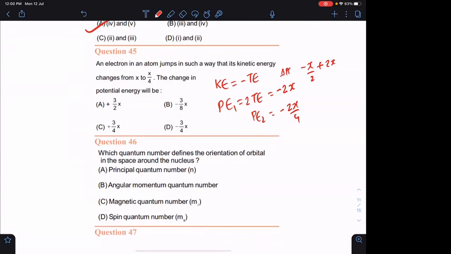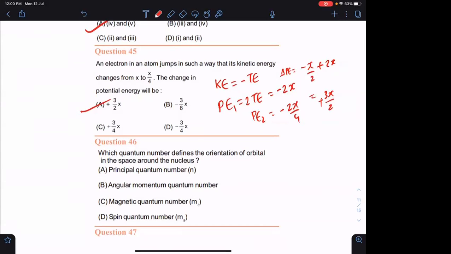Delta P. Agreed? Final minus initial. Any doubt, anyone? Which is equal to 3x by 2. Option A. I did it right, didn't I?